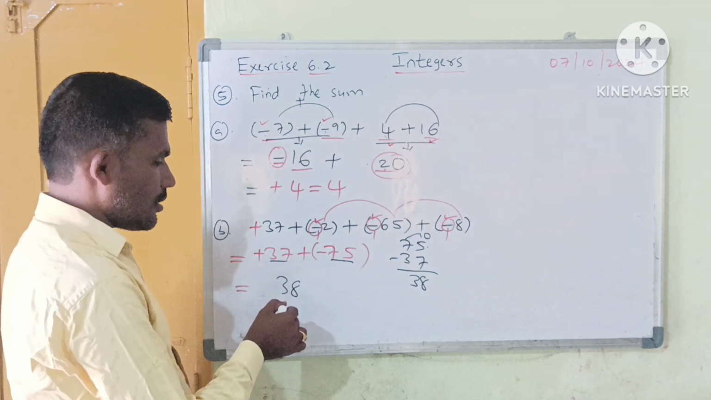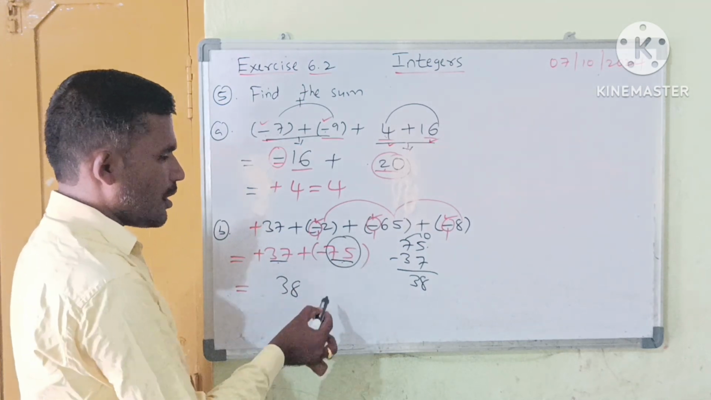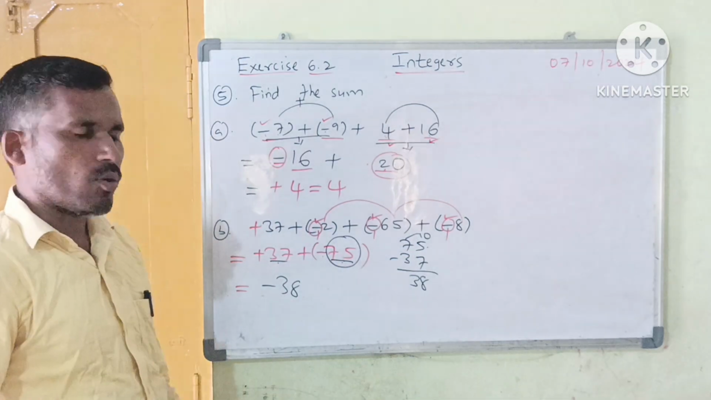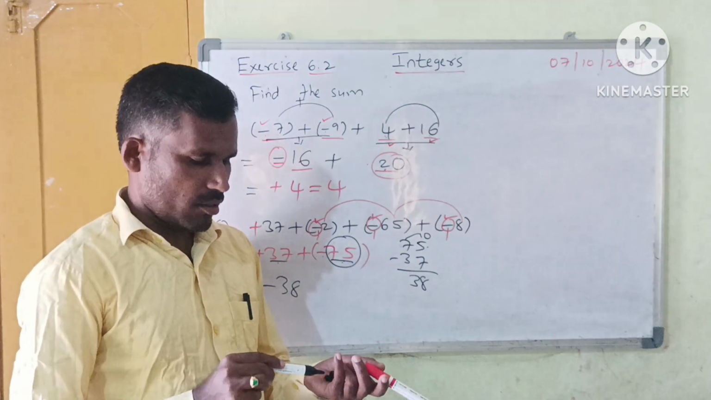And in this answer 38, between 37 and 75, 75 is the bigger value. For the bigger value, the sign is minus. So minus 38 is the required answer. Thank you.